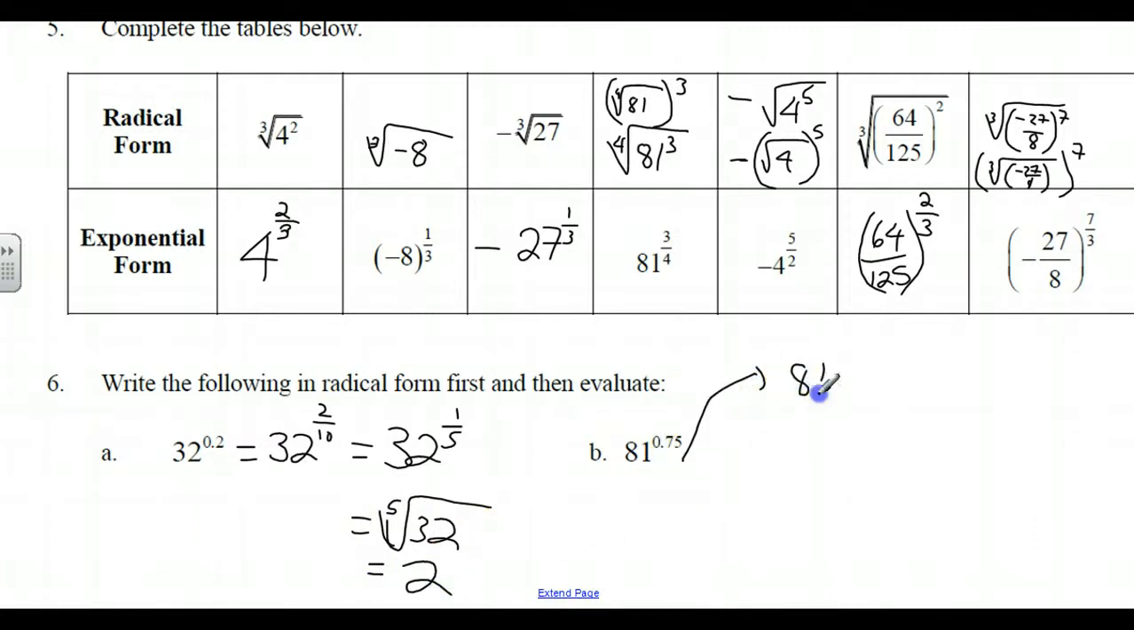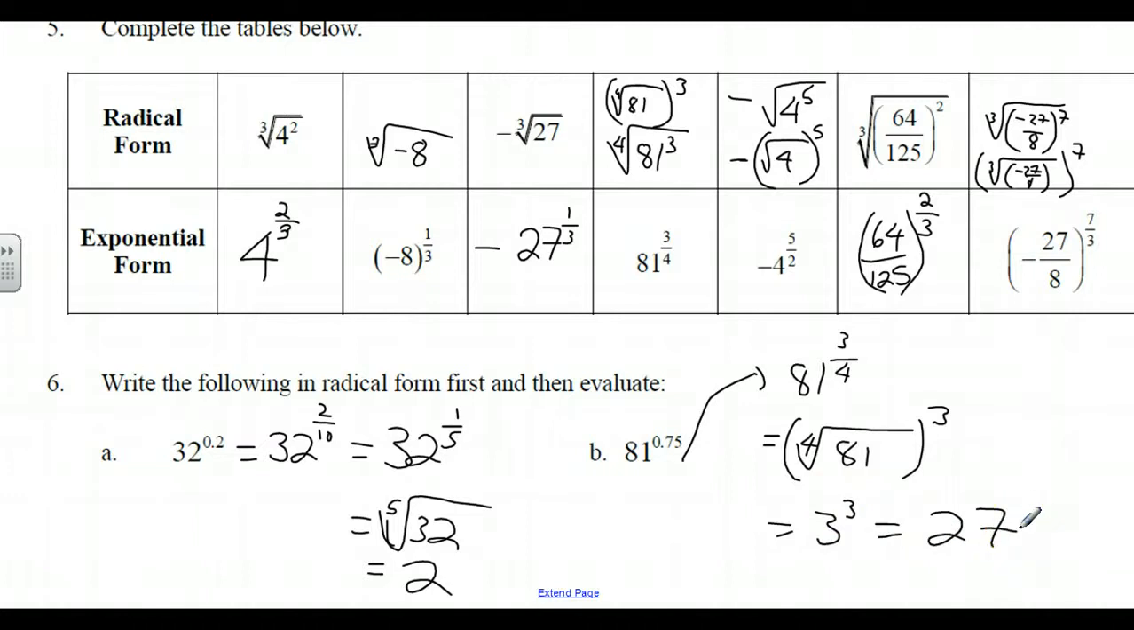This is 81. 0.75 is 3/4. So that's the 4th root of 81. Now I'm doing this without a calculator, so I don't want to put the cubed in here. I have no idea what 81 cubed is. But the 4th root of 81 is 3. Cubed is 27.